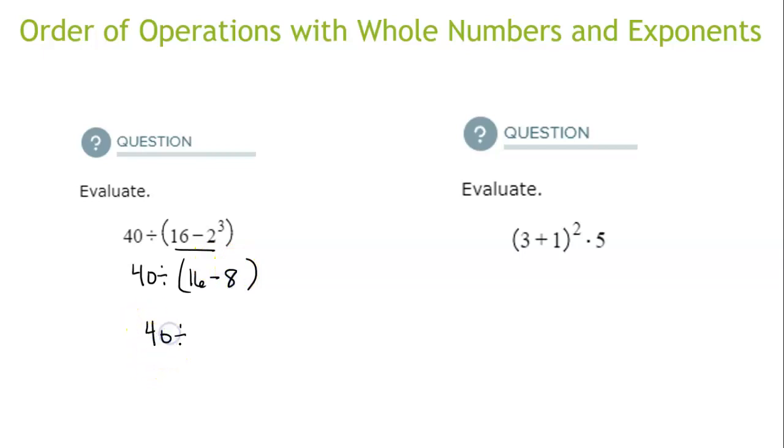And then I'm not done with what's inside the parentheses. 16 minus 8 becomes 8, and now I can lose the parentheses because I simplified everything on the inside. 40 divided by 8 then becomes 5.